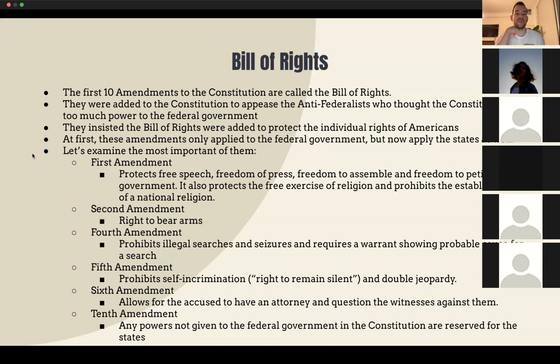Questions on the first 10 amendments? I know there's a lot in there, but there's some really important stuff here.